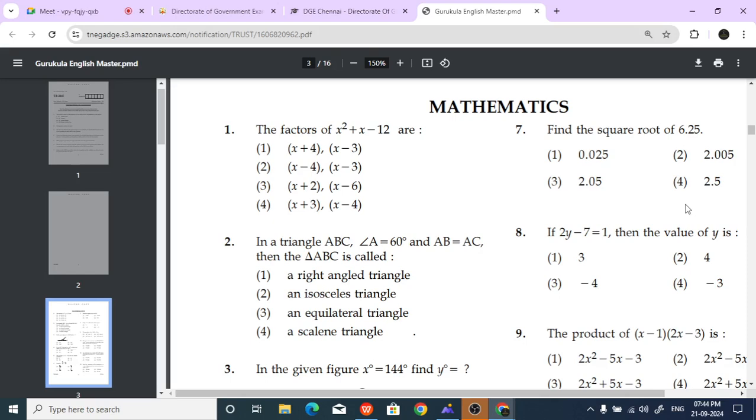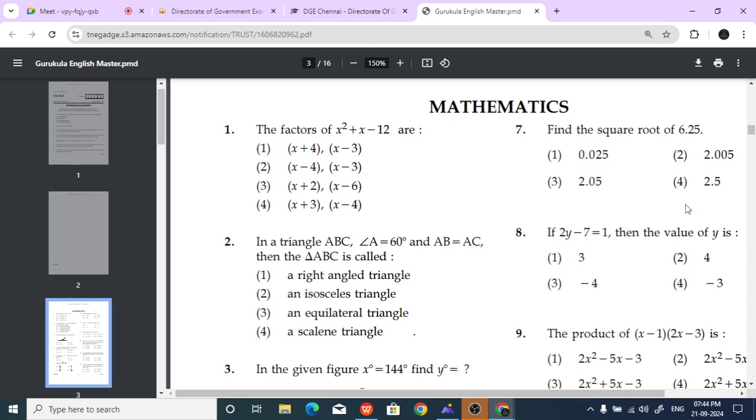If you multiply 2.5 again by 2.5, you should get 6.25. Correct. That is the answer. So, you have to find like that. Now, from the options, you can find what is the right answer. If you multiply 0.025 into 0.025, that is option 1, then it will come to 0.000 something like that.